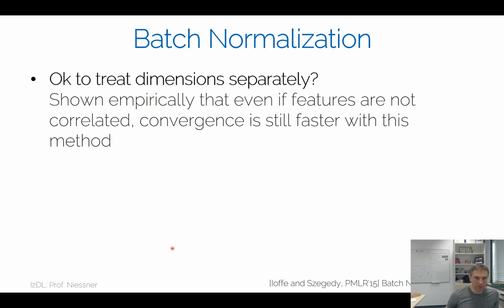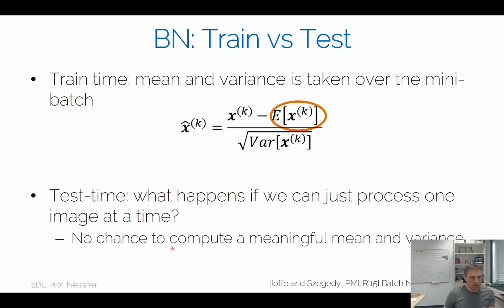So a couple more things here. Batch normalization: is it okay to treat dimensions separately? I mean, people are just doing it and it works. So convergence is still faster with this method. There's a bunch of people that try to analyze it mathematically. We're not going to go into that, but in practice, it just works pretty well, right? And then the second thing we haven't talked about is training versus test time.